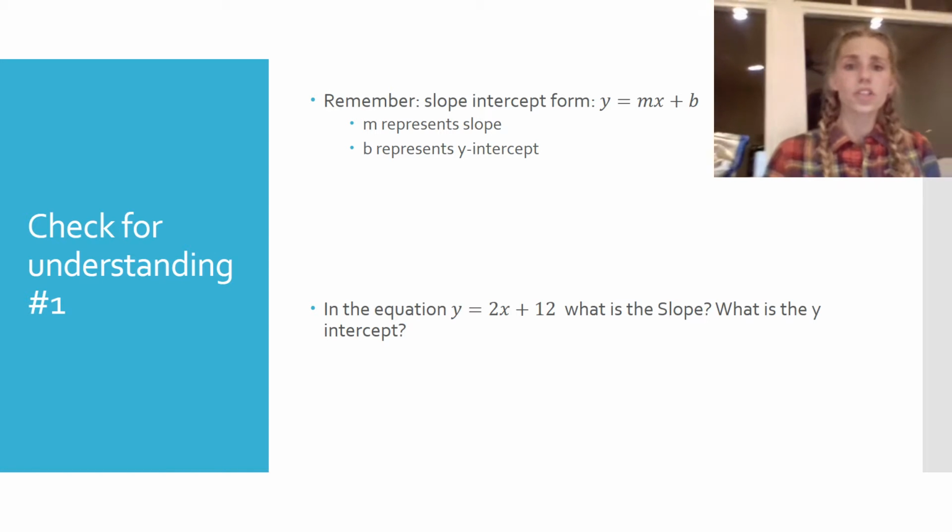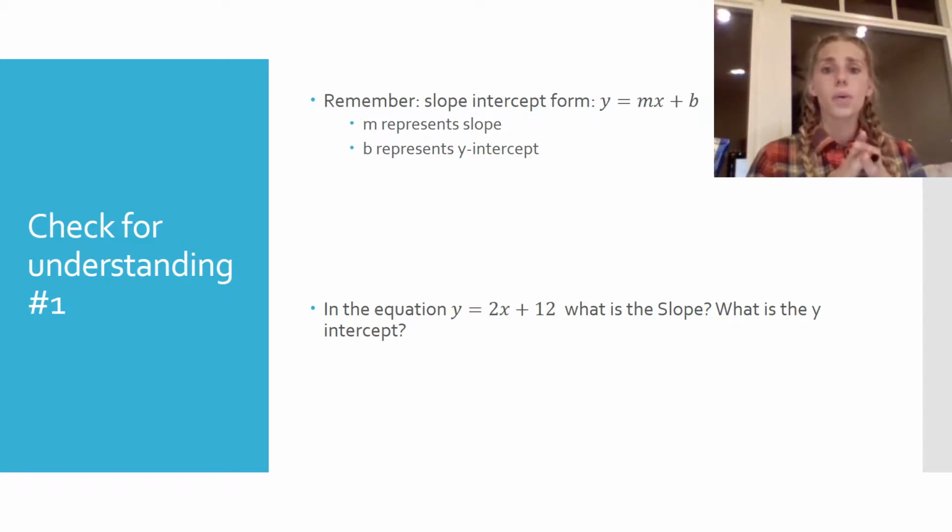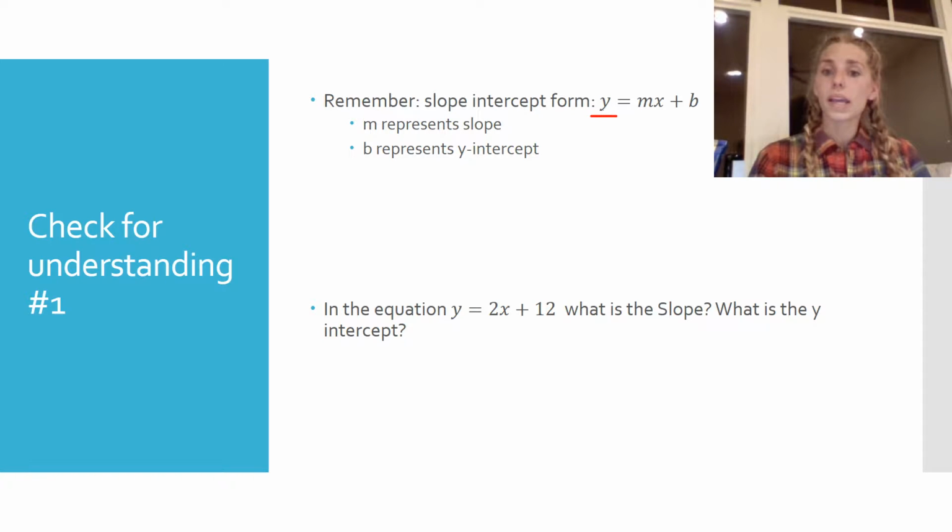Okay, so I need to check your understanding right now. I want you to remember that slope-intercept form is in the form y equals mx plus b. Okay, m represents the slope, b represents the y-intercept. And I can go ahead and underline that for you. I'll underline m. M represents the slope, and b represents the y-intercept. So, in the equation y equals 2x plus 12, what is the slope? And what is the y-intercept?